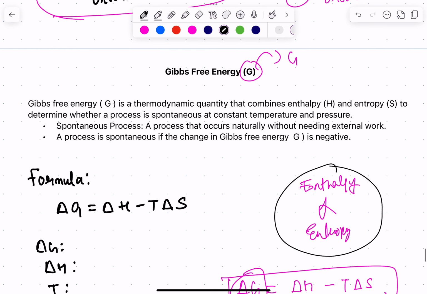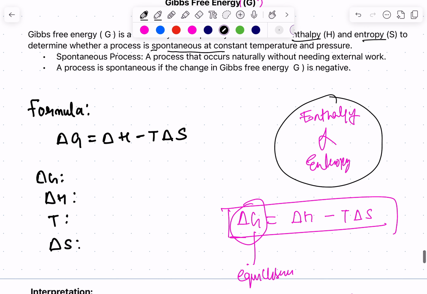Gibbs energy is a thermodynamic quantity that combines enthalpy and entropy to determine whether the process is spontaneous or non-spontaneous. Let's understand the meaning of spontaneous. Spontaneous means a thing which is happening automatically without an external influence on it. For example, if something is blowing up automatically, that thing is spontaneous, but if something needs pressure, or needs work done on it, that thing is non-spontaneous.